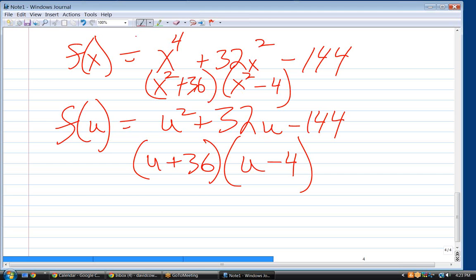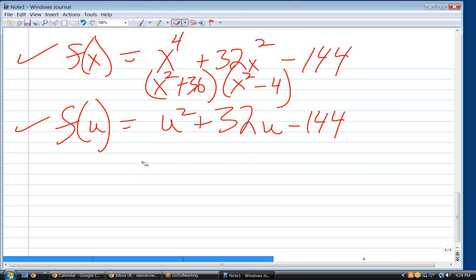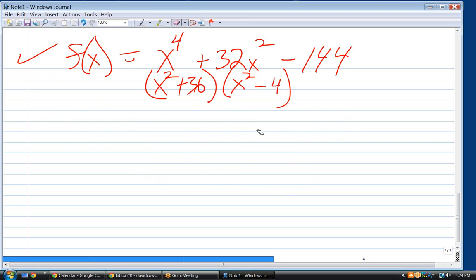It's helpful to use substitution because it shows you how I can turn this quartic into a quadratic. Notice that this is the same as that as long as u equals x squared. It's perfectly fine to use substitution and then go back in and resubstitute. Once we have it factored, it's x squared plus 36 times x squared minus 4. Okay, so we're not completely done yet because we didn't find any zeros.